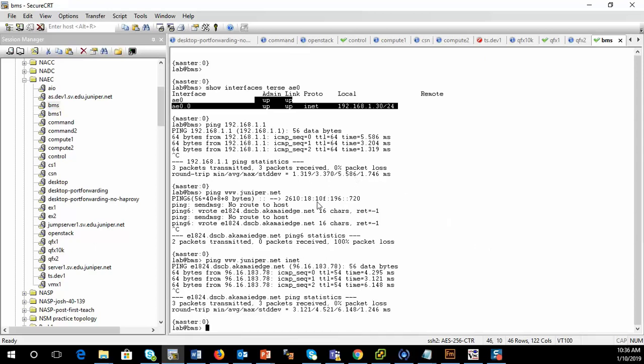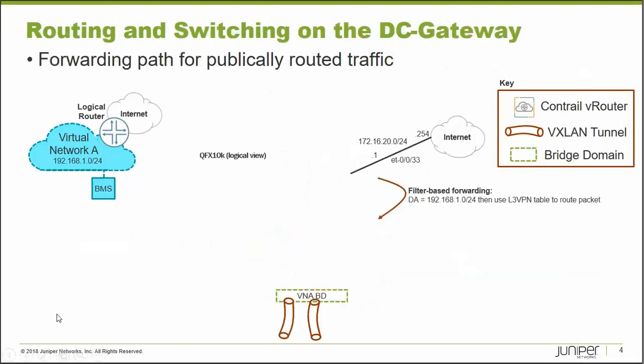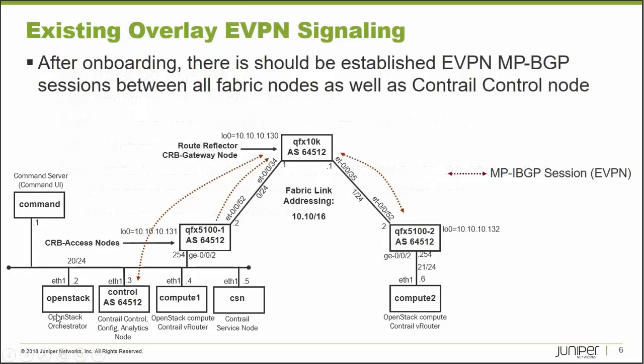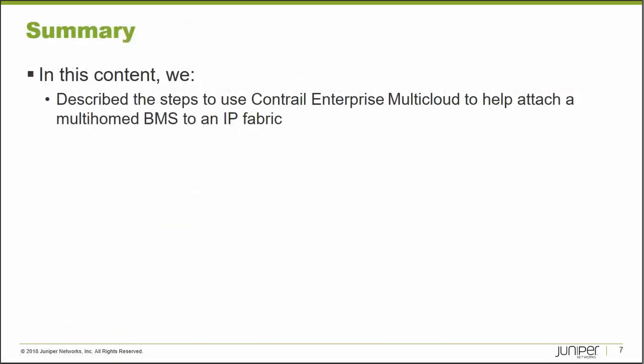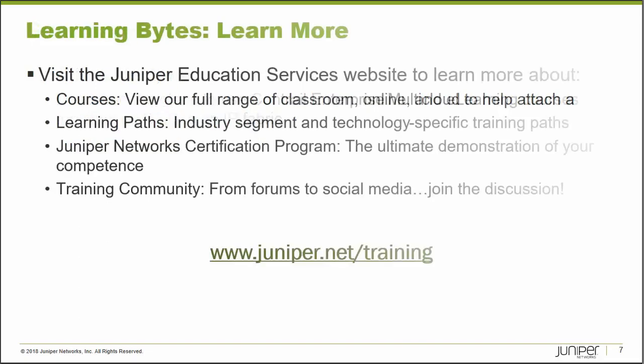And that's it. That's how you do BMS multi-homing using a bonded or link aggregation interface. I hope that helps. Let's go back to our slides. Here we described the steps to use Contrail Enterprise Multicloud to help attach a multi-homed bare metal server to an IP fabric, with that bare metal server having a bonded interface or a link aggregation interface. I hope that helps, and look for some more of my learning bytes coming up.